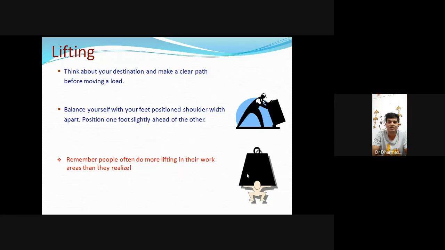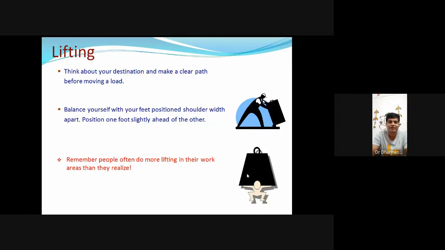Balance yourself with your feet positions, shoulder width apart. Position one foot slightly ahead of the other. As I told you, we need to have some V shape of the foot. Our legs should be in a V shape, and we need to lift the object from the ground, putting that object in front of our body in a central position. Remember, people often do more lifting in their work areas and daily life.